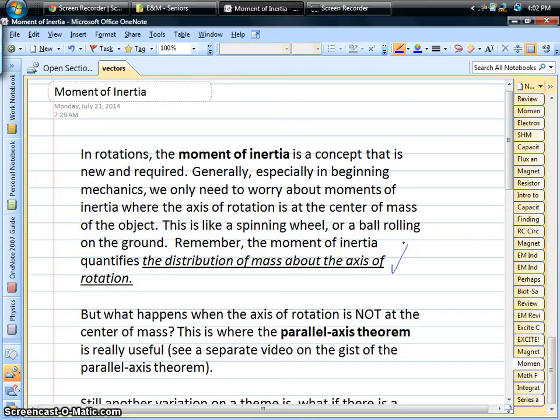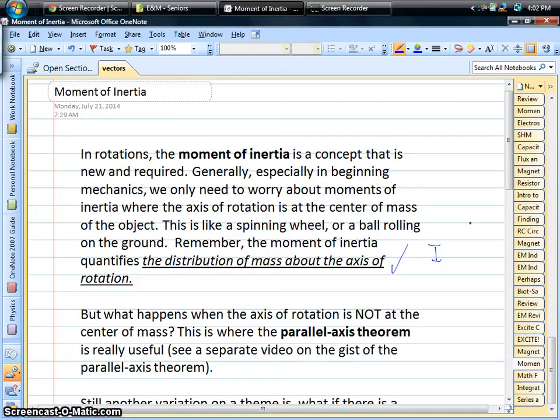Basically, the bigger this number is, the more resistance, the more inertia you have that resists a change in rotational motion. Okay, just like mass is a resistance to change in linear motion. So this is the quantity represented by a capital I that replaces mass, where we're used to seeing it from linear dynamics.